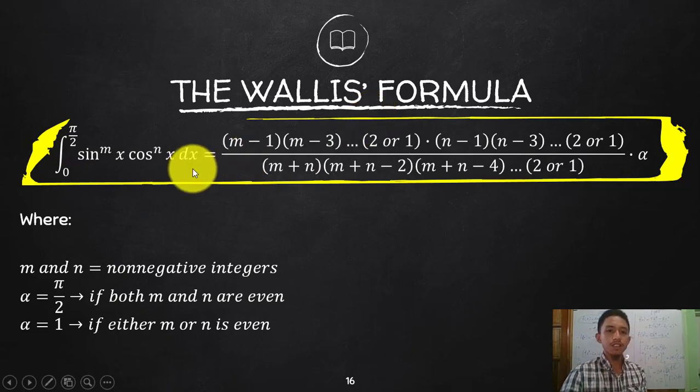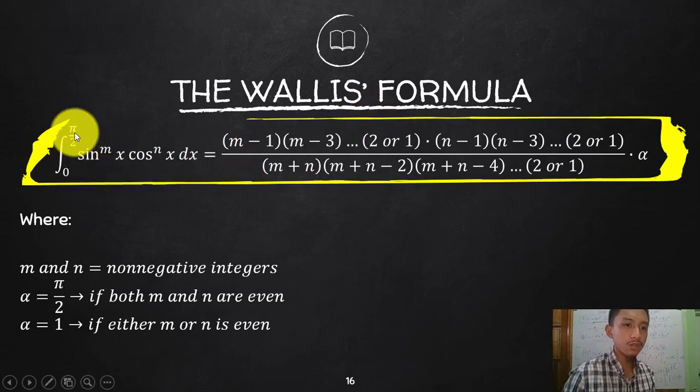So that is your Wallis formula. If the integral is in this form, from 0 to pi over 2 of sine to the m of x, cosine to the n of x dx, that is just the Wallis formula. All I need to do is figure out the exponent of sine and the exponent of cosine, then play around with that, and you will end up with the answer.